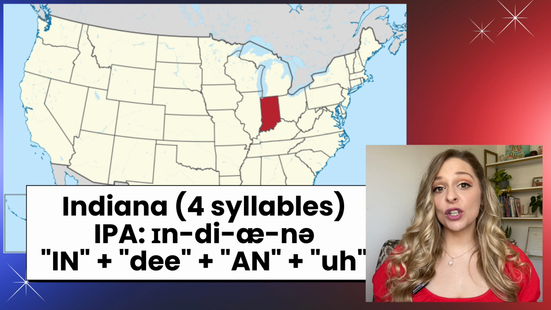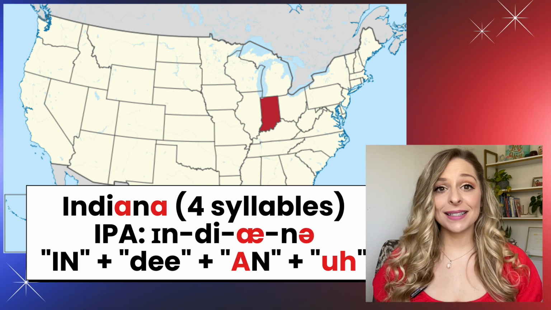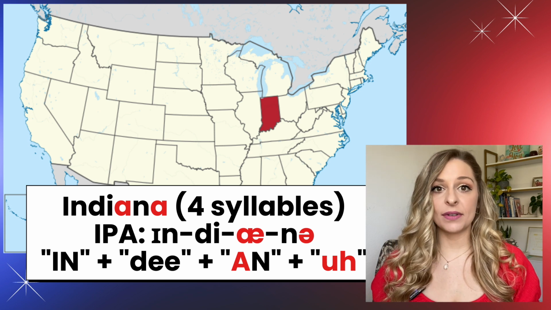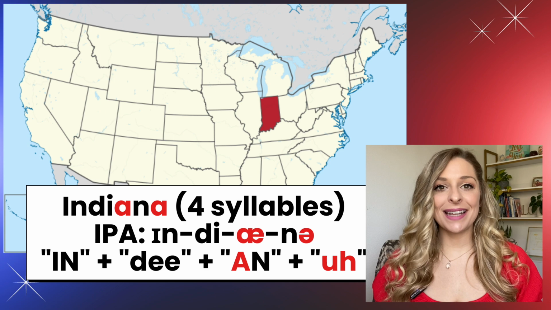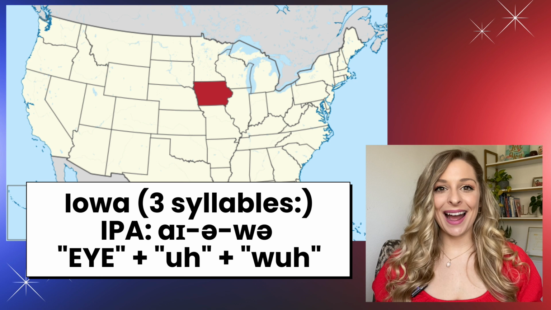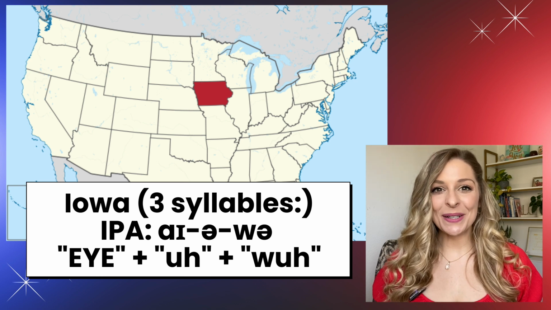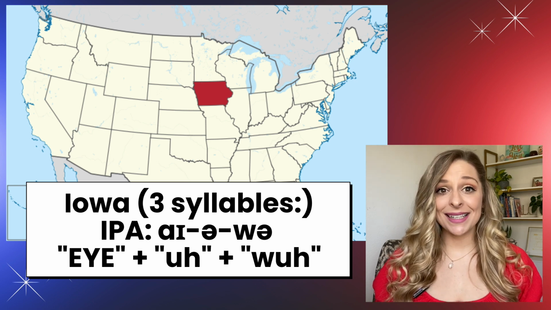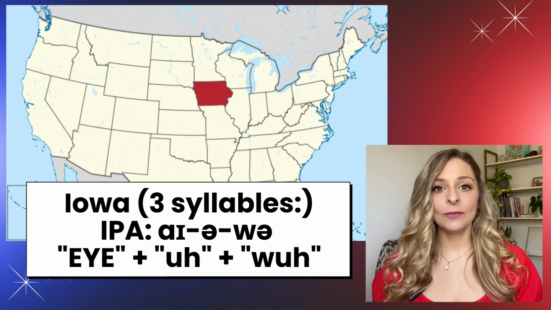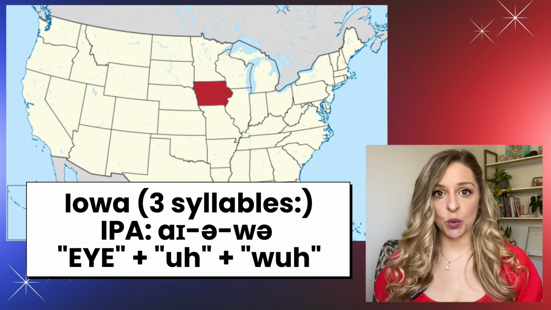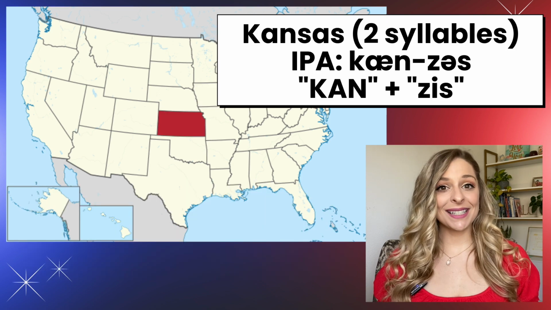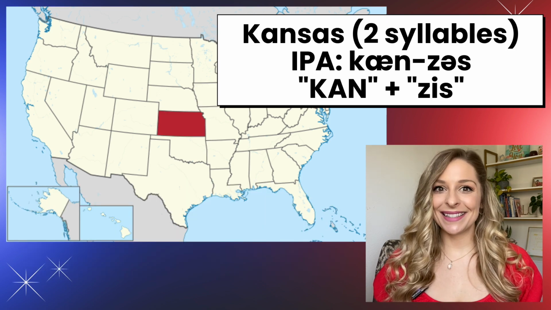Just note that the first A makes an A sound and the second A reduces to a schwa sound. Indiana. Number 15, Iowa. The first I is an I sound. O reduces to a schwa. And then we have wa, with the A also reducing to a schwa. Iowa. Number 16, Kansas.